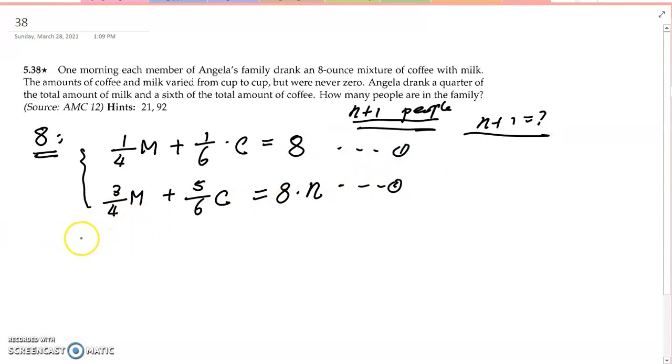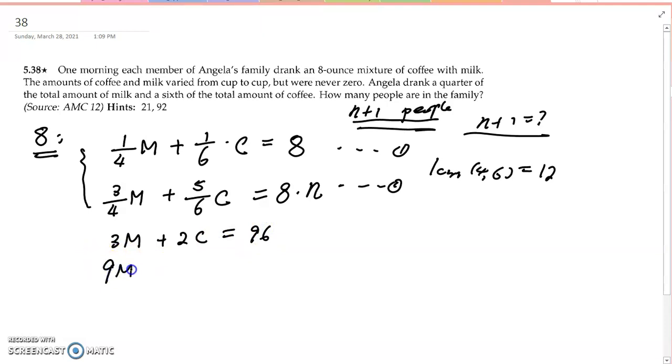So now let's take the common multiple of 4 and 6, which is 12. Now the first equation becomes 3m plus 2c equals 96. The second equation becomes 9m plus 10c equals 96 times n. This is the 3, this is the 4.